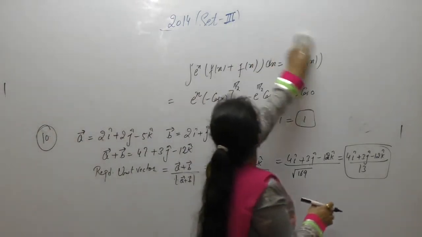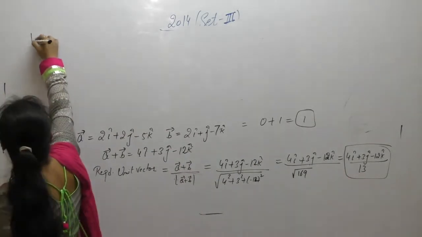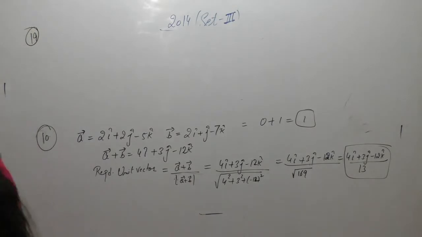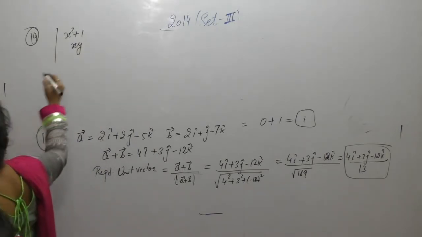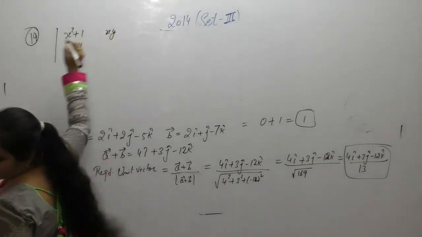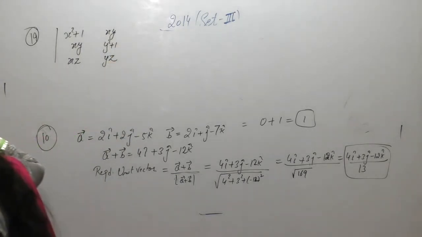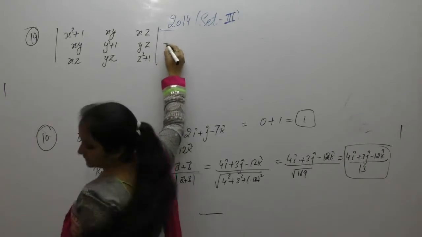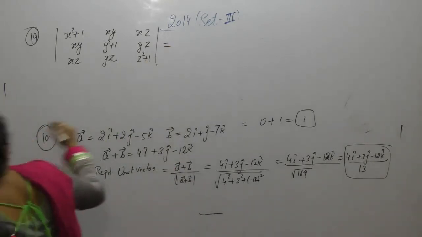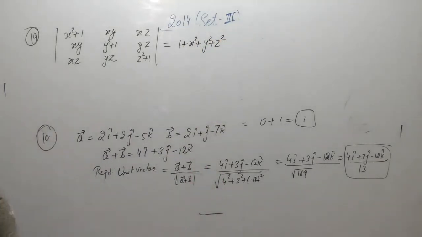Now the next one is question number 19. Using properties of determinant, prove the following: the determinant with rows (x square plus 1, xy, xz), (xy, y square plus 1, yz), (xz, yz, z square plus 1) is equal to 1 plus x square plus y square plus z square. Using properties we have to prove this.